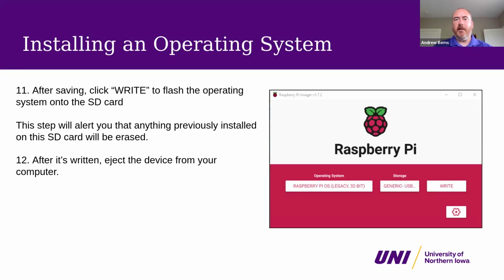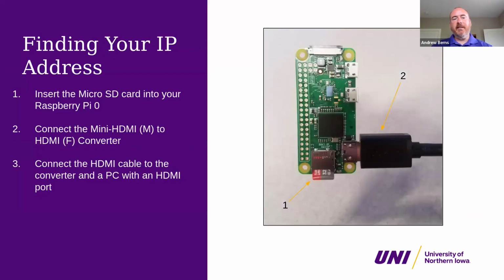All right, so we've got our Raspberry Pi operating system written onto the SD card. We're going to go ahead and insert the SD card into our Pi Zero, which you can see in the picture. Number one, it's the small little port at the bottom there. Then we're going to connect an HDMI to mini HDMI converter, again, which is in your materials list.